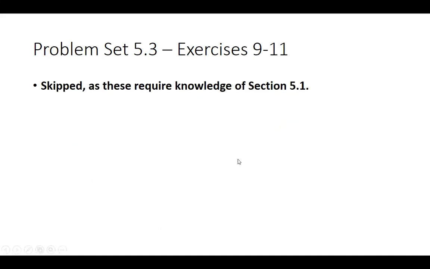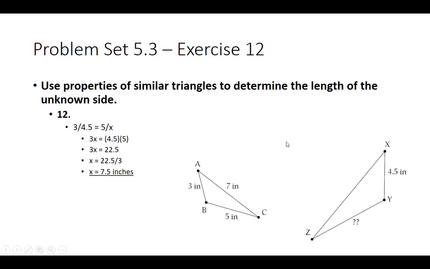Numbers 9 through 11 are skipped because these require knowledge of the skipped section 5.1. So moving on to number 12. Use properties of similar triangles to determine the length of the unknown side. We have 3 inches, which is going to correspond to 4.5 inches in the other triangle. Our unknown is going to correspond to the 5-inch side.